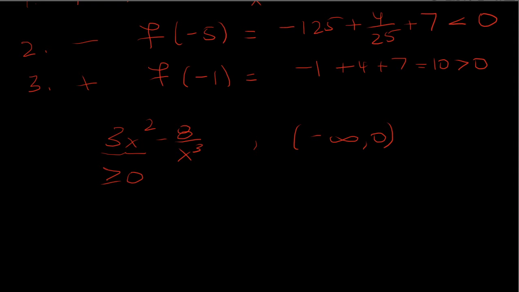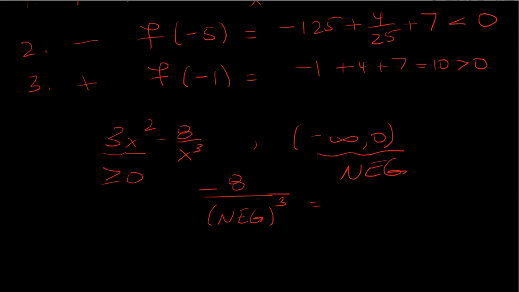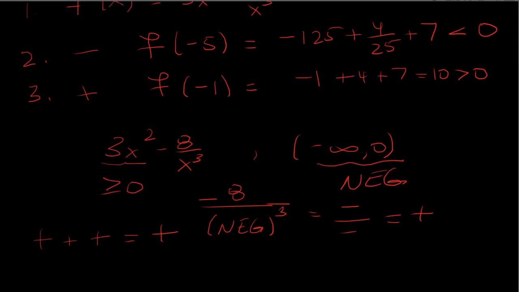Negative 8 over x cubed, well, it's negative 8 over a negative number cubed. Right? Because in this interval, it's only negative numbers. A negative over a negative will be positive, right? Because negative cubed is negative. So we have a positive plus a positive is a positive. Okay, the derivative is positive, in other words.